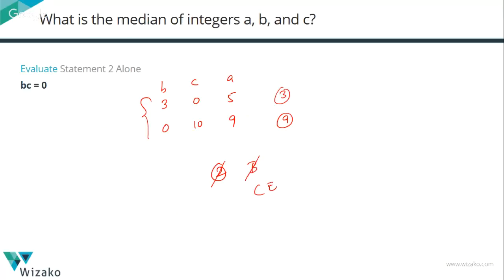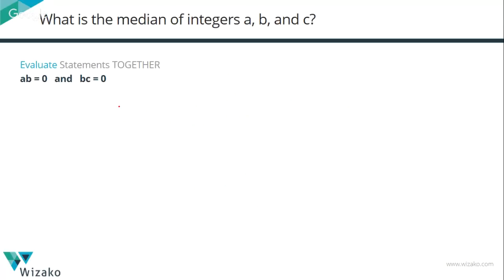Let's combine the 2 statements to decide whether it's C or E. Numbers are integers, that's given in the question stem. AB equals 0, BC equals 0. So what is going to be the median? Again, just put down some numbers to check out what happens. All 3 of these numbers could have very well been 0. In that case, AB will be 0, BC will be 0, the median is going to be equal to 0, right? I've got one answer for it.